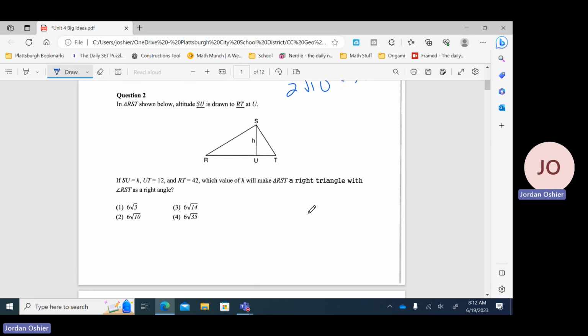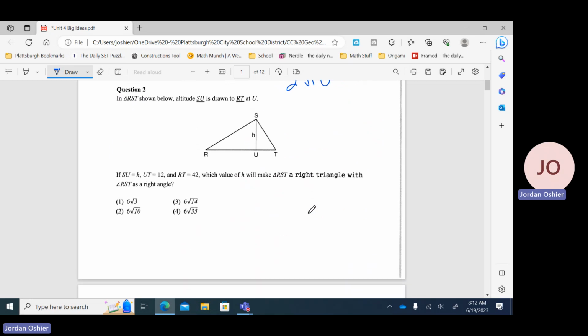In question 2, we have another geometric mean question, the altitude drawn to the hypotenuse. So UT is 12 and RT, which is the entire thing, is 42. So I'm going to subtract and label my 30 as well. Which value of H will make it a right triangle? So again, H is the repeating part. And then because it's the middle piece, you need the 2 parts, which are 12 and 30. You won't use the 42 in this circumstance.